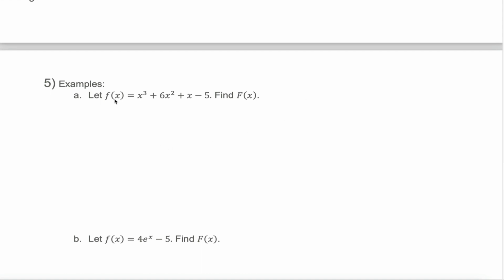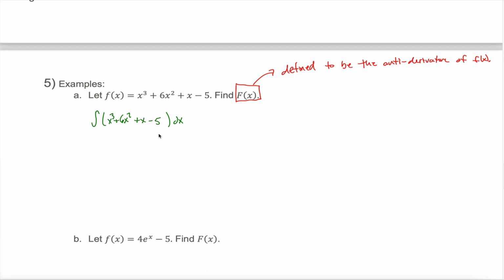This first question says, let f of x equals x cubed plus 6x squared plus x minus 5. And what we're being asked is to find capital F of x. Remember that capital F of x is defined to be the antiderivative of little f of x. So really you could translate this question into figure out the antiderivative of this expression, x cubed plus 6x squared plus x minus 5. When you see this question, it'd be nice if you were able to view this as the sum of 4 different terms, and at least one of those terms has a coefficient. And you might be wondering what I mean by that, at least one of those, but I'll explain shortly.